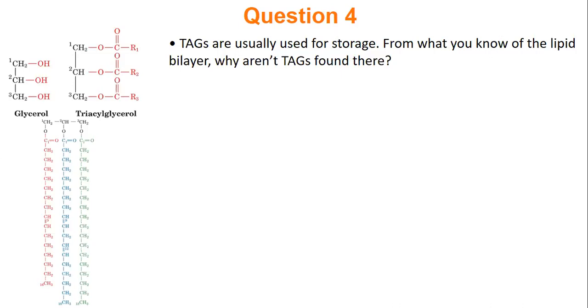Yep, so the glycerol head group, that's not really a polar head group. We mentioned on Monday that you do have the C double bond O, and that is polar somewhat, but not really all that polar. Especially at the top of your head groups, you have these methyl groups. So the glycerol head group is not polar, and to be in the lipid bilayer, you really need a polar head group. So that is why we do not find tags there. That's why they're only really used for storage.